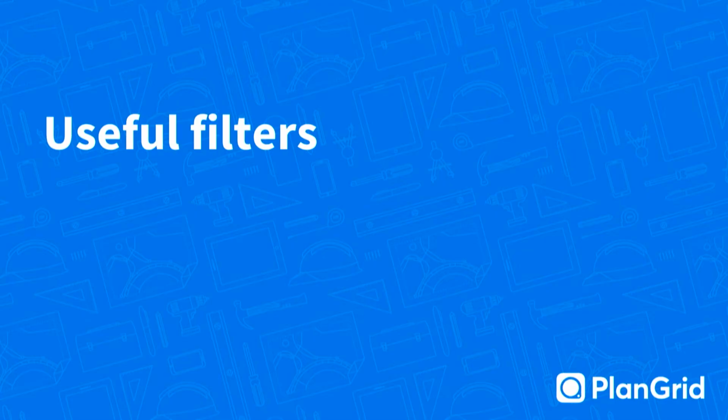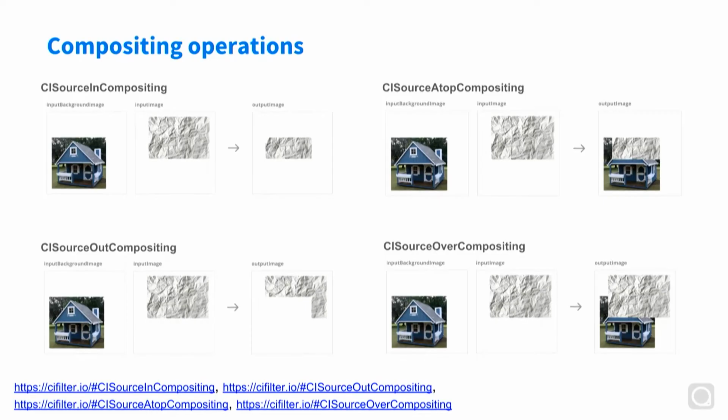Okay, so now that we've talked a little bit about what CIFilter is, let's go through some useful filters. One thing that I found very useful when I was learning about CIFilters are these compositing operations. CISourceIn compositing is basically an AND gate for images. You can assume that a transparent pixel functions as a 0 and a non-transparent pixel functions as a 1. Basically this does the AND of these two images and produces an image where the content is the input image, but it's only represented where the two images overlapped.